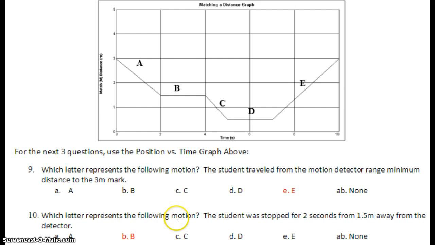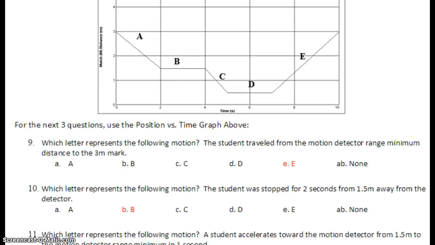Which letter represents the following motion? The student was stopped for 2 seconds from 1.5 meters away from the detector. So if I look at my 1.5 meter displacement from the motion detector for 2 seconds, letter B satisfies that requirement. And then I'm going to look here at this graph.